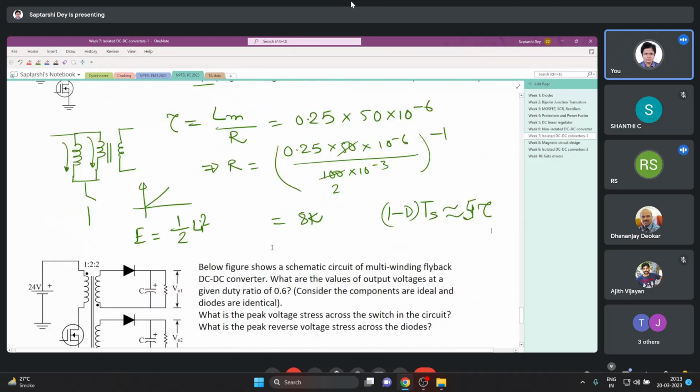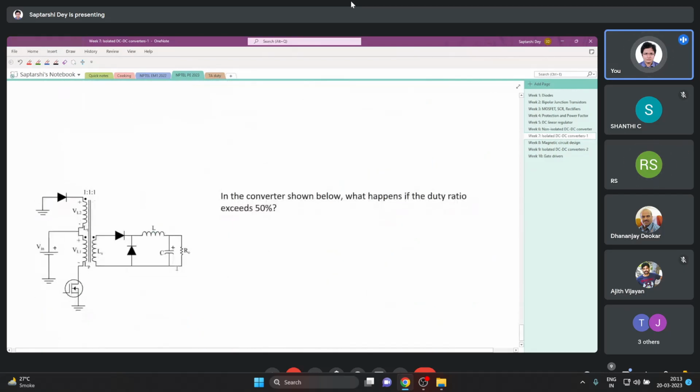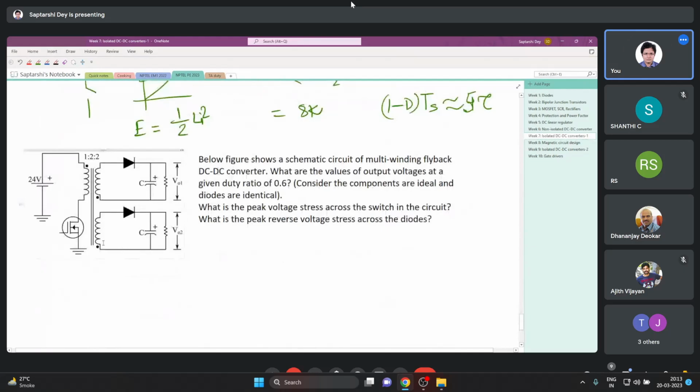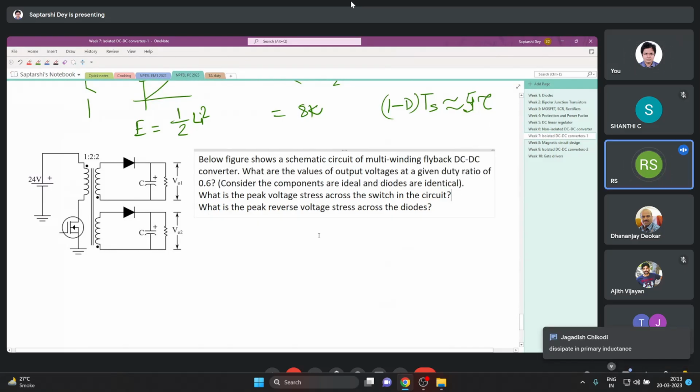Okay, next question. The last question is easier, discussed already 10 times. This is the last question, we'll complete it. Below figure shows a schematic circuit of a multiwinding flyback DC converter. What are the values of output voltages given duty ratio 0.6?